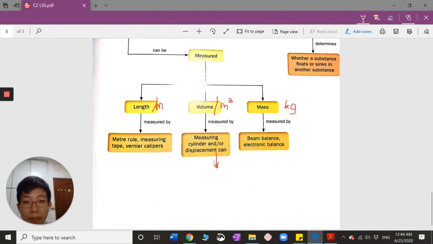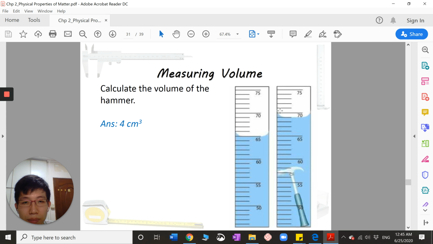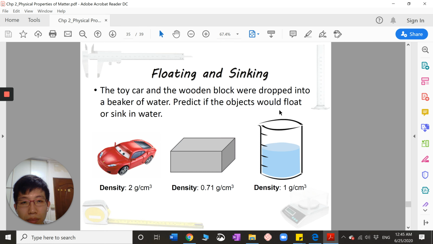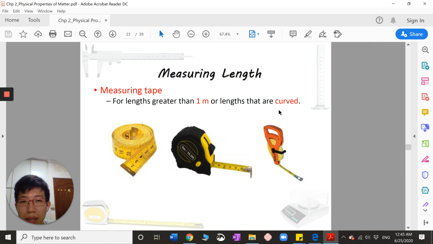So after we know how to measure irregular and regular solids, we'll move on to looking at mass. So how do we measure mass? For mass, we can use a beam balance. Okay, let me show you what a beam balance is.